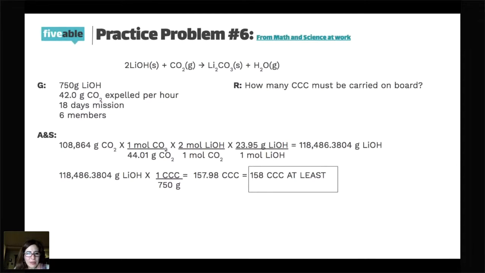Any questions about this problem? Okay, we're going to move on to the last problem that I have for you tonight. And this is the last problem.